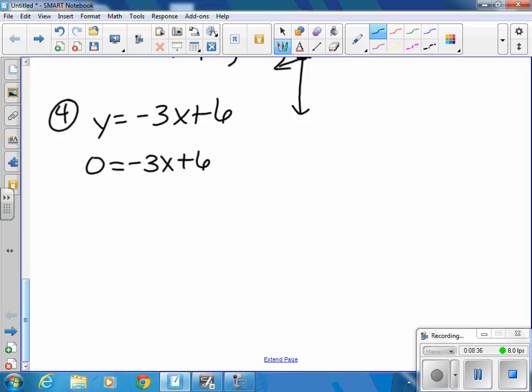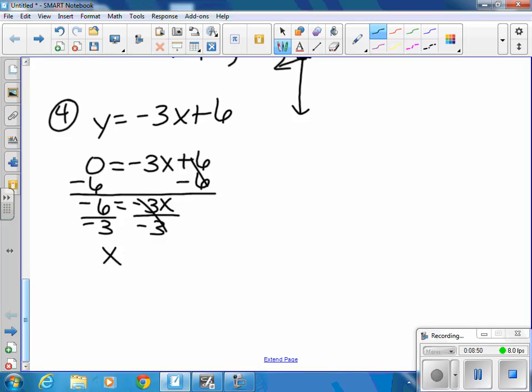Okay, so for this problem, I have to solve this for x. So this becomes a 2-step equation. It's just the way that the equation is set up that I have to go through these steps. So now I've got negative 6 equals negative 3x. Divide by negative 3 on both sides. And I get my value for x to be 2. And when I write that in ordered pair status, it would be 2, 0.